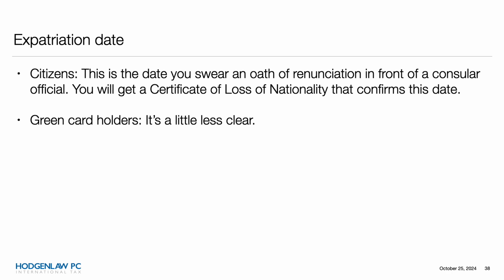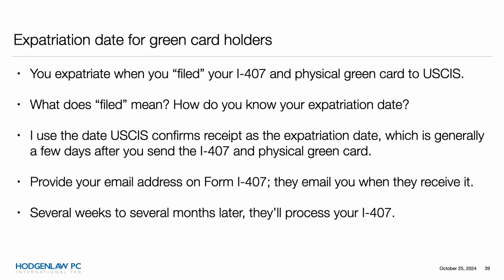For green card holders, the regulations say that your expatriation date is the date you filed I-407 and turned in your physical green card to USCIS. But what does filed mean? I'm actually not sure. How do you know your expatriation date when they don't explain what they mean by filed? So what I do, this is kind of a practical tip, I use the date that USCIS confirms receipt as the expatriation date. That's usually only a couple days after you send the I-407 and the physical green card.